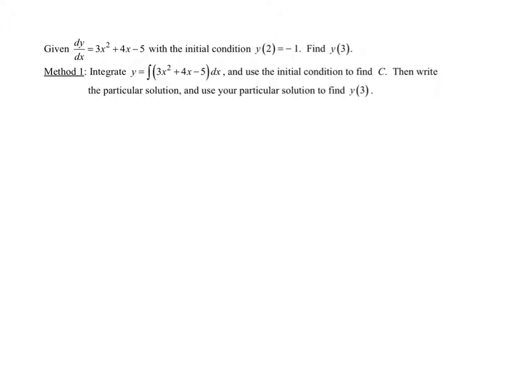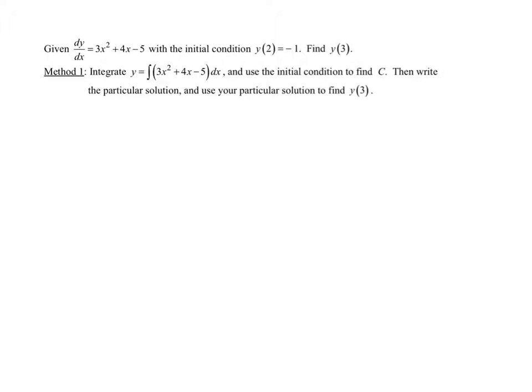Okay, on this next section of the notes, we're going to practice doing some problems using the fundamental theorem of calculus sort of in a different way. So given that the derivative of y with respect to x is 3x squared plus 4x minus 5, with the initial condition that y of 2 is equal to negative 1, we are going to find y of 3.